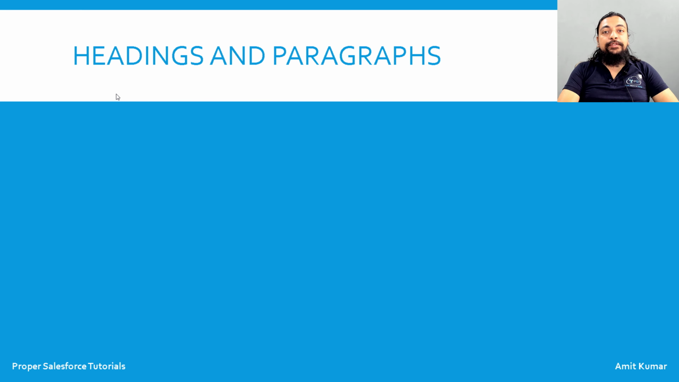We are going to talk about headings and paragraphs. HTML headings are titles or subtitles on a web page. So whenever we want to provide any specific title or subtitle to our web page, we use these heading elements. Now HTML provides 6 different heading tags starting from H1 till H6. Now H1 is the highest heading.